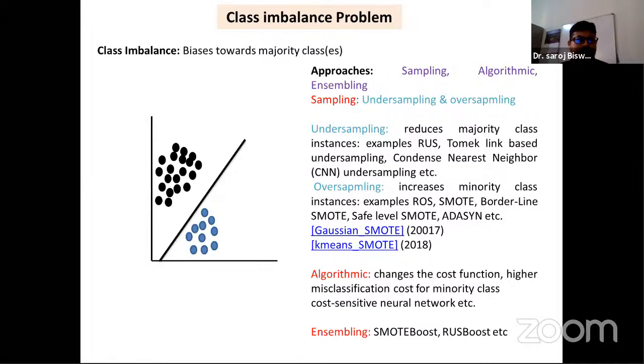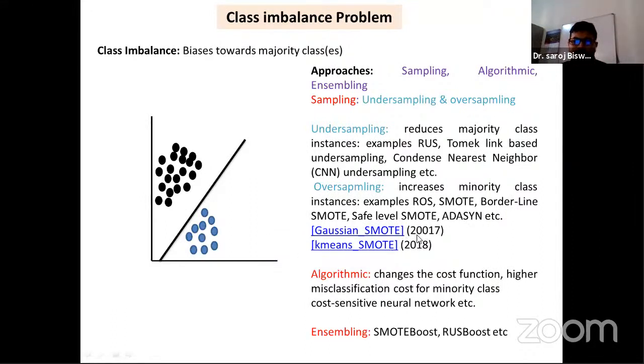So if our approach is to increase the minority instances to restore the balance in the database, then we can say that is the oversampling method. And in oversampling approaches, we have a number of techniques. The first one is ROS, random oversampling. Then SMOTE, Borderline-SMOTE, Safe-Level-SMOTE, ADASYN, and there are certain new oversampling algorithms: Gaussian-SMOTE and K-means SMOTE.